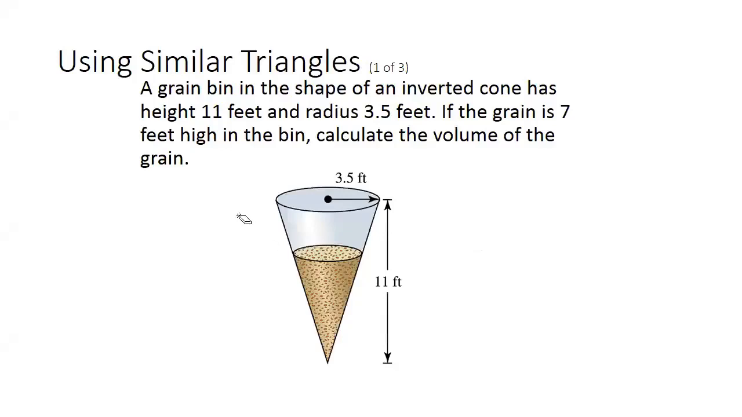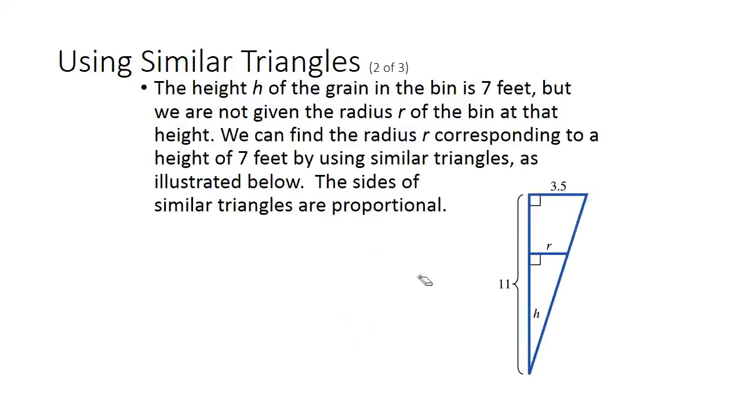This is another example here where you can use the formulas. A grain bin in the shape of an inverted cone has a height of 11 feet and a radius of 3.5 feet. The grain is 7 feet high in the bin, and we want to calculate the volume. Okay, so we need to look at the proportion here. We have 3.5, and this is the radius R, which we don't know. The height is 11, so we can write the proportion for this.